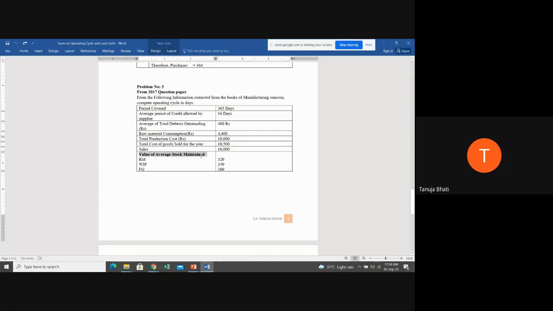Value of average stock maintained: raw materials is 330, WIP 350, and sorry, finished goods is 260. So they're telling you to calculate the operating cycle.